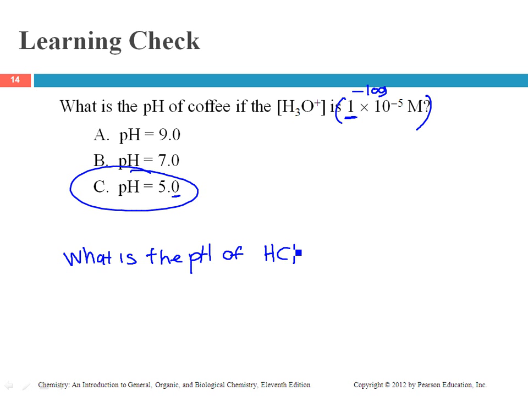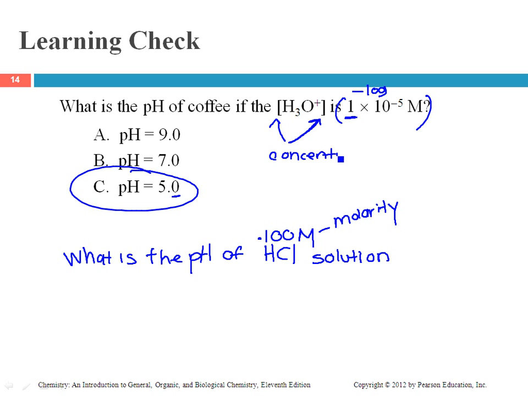So if we were to say that we have a 0.100 molar HCl solution, remember the big M is equal to molarity. So this is a way to describe concentration. These brackets that are around this number here also mean concentration. So this is the concentration of the hydronium in the solution or in the coffee.